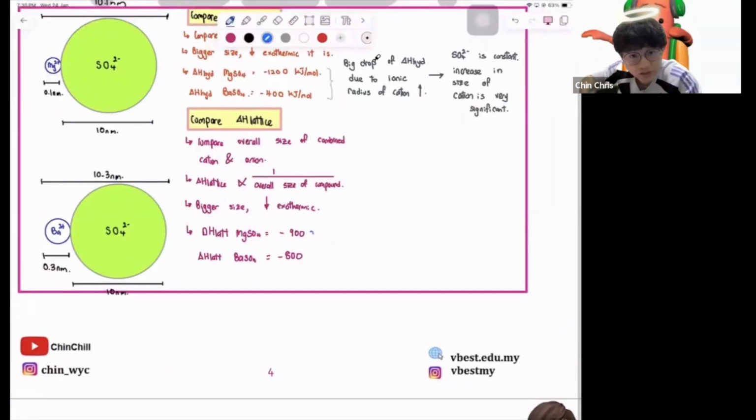Okay, guys, why is it so? Because I can say that the overall size doesn't really change.